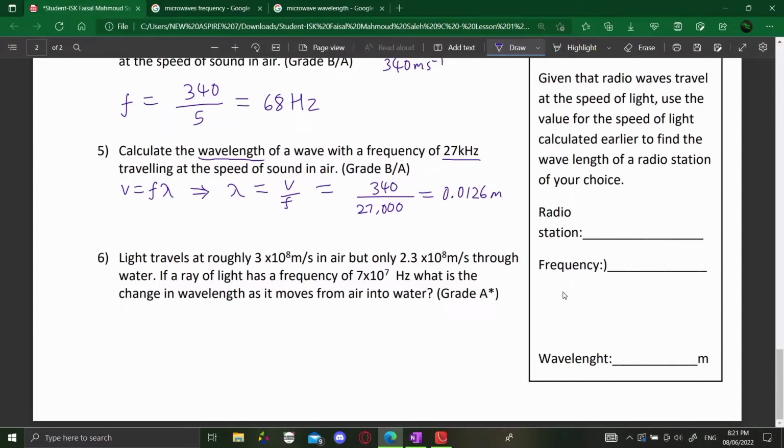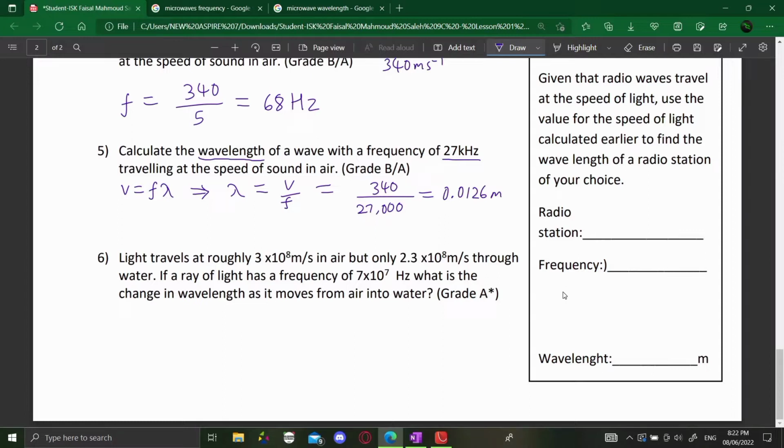What is the change in wavelength as it moves from air into water? It travels at this speed normally in air and at this speed in water. And the frequency is going to remain the same, because that just depends on the source where the light is coming from. That doesn't change.